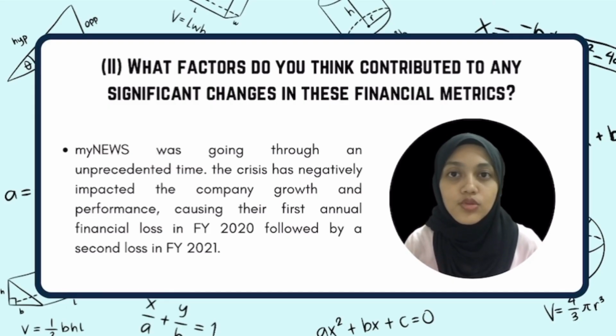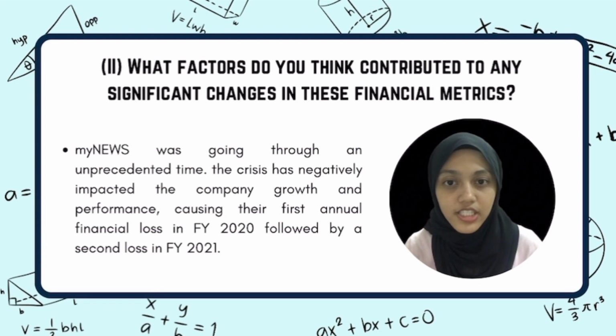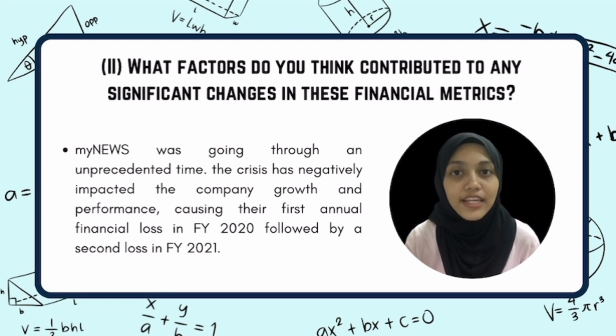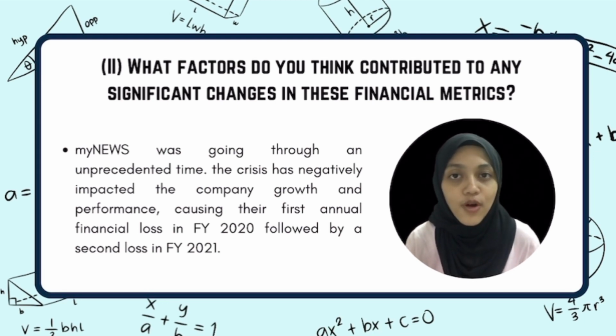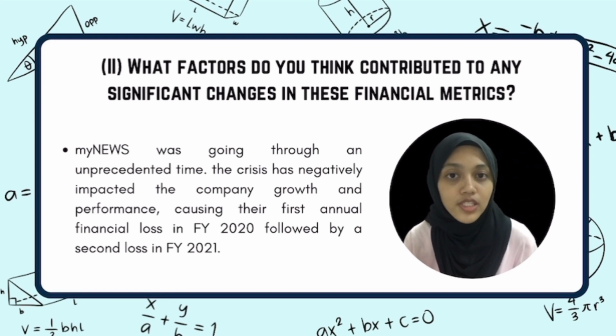Question 2, Roman 2. What factors do you think contributed to any significant changes in these financial metrics? MyNews was going through an unprecedented time. The crisis has negatively impacted the company's growth and performance, causing their first annual financial loss in financial year 2020, followed by a second loss in financial year 2021.